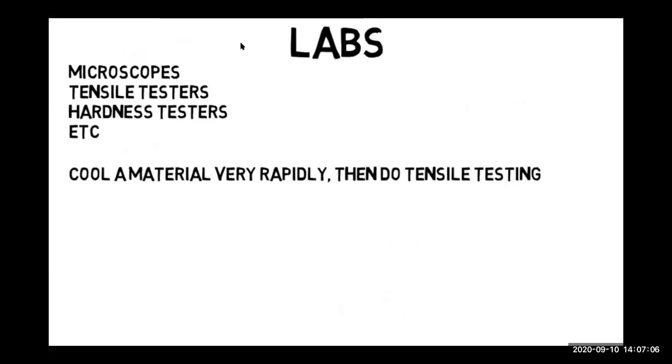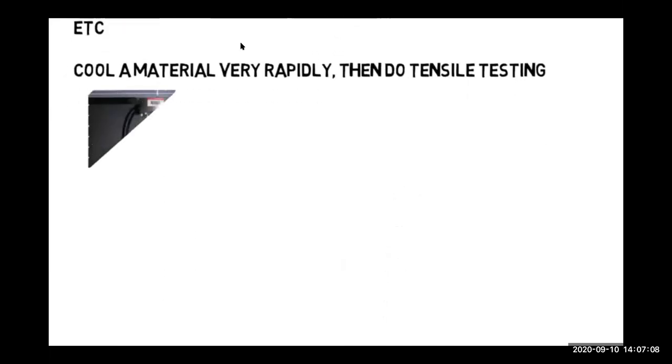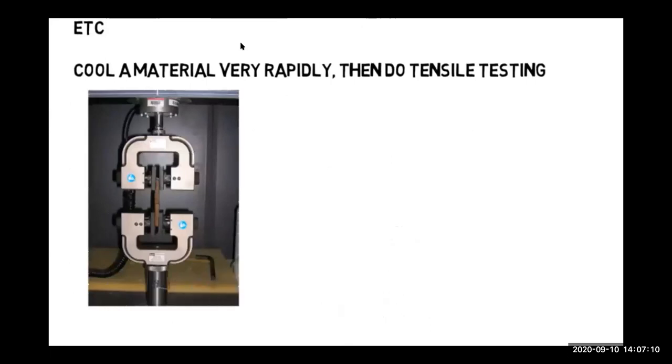Now, just briefly, when it comes to labs, the equipment you can expect to see would be like microscopes, tensile testers, hardness testers, and things like that. A lab you might do is cool a material very rapidly, then do tensile testing on it. You'll use a machine that pulls the object in opposite directions, which is what tensile stress is, and you'll notice the material is very brittle, like we saw earlier.